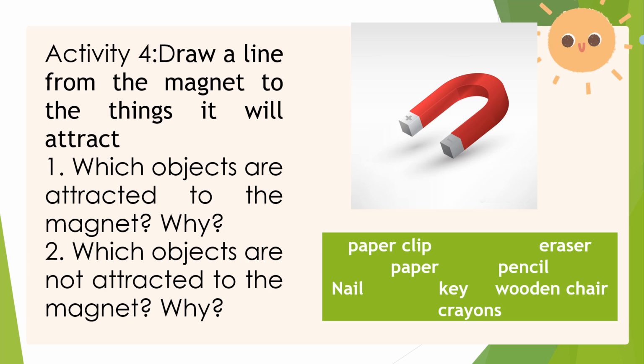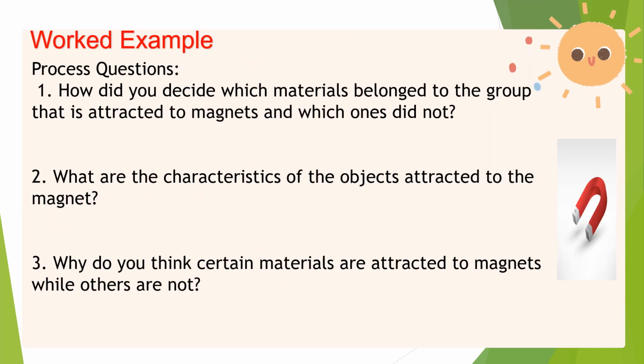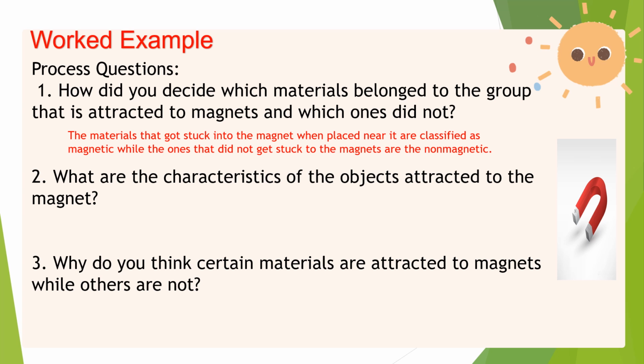Number 2, which objects are not attracted to the magnet and why? You're right. The pencil, eraser, wooden chair, paper, and crayons are not attracted to the magnet because they are non-magnetic materials. How did you decide which materials belong to the group that is attracted to magnets and which ones did not? Okay, the materials that got stuck to the magnet when placed near it are classified as magnetic, while the ones that did not get stuck to the magnet are non-magnetic.